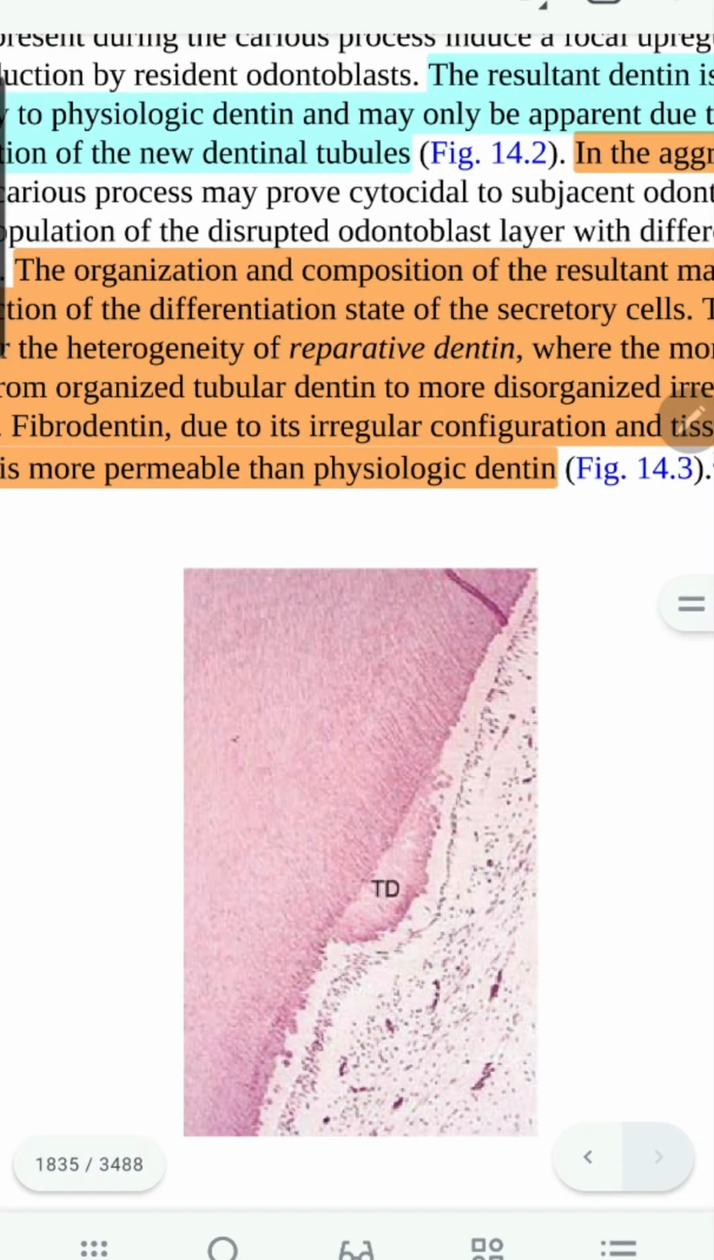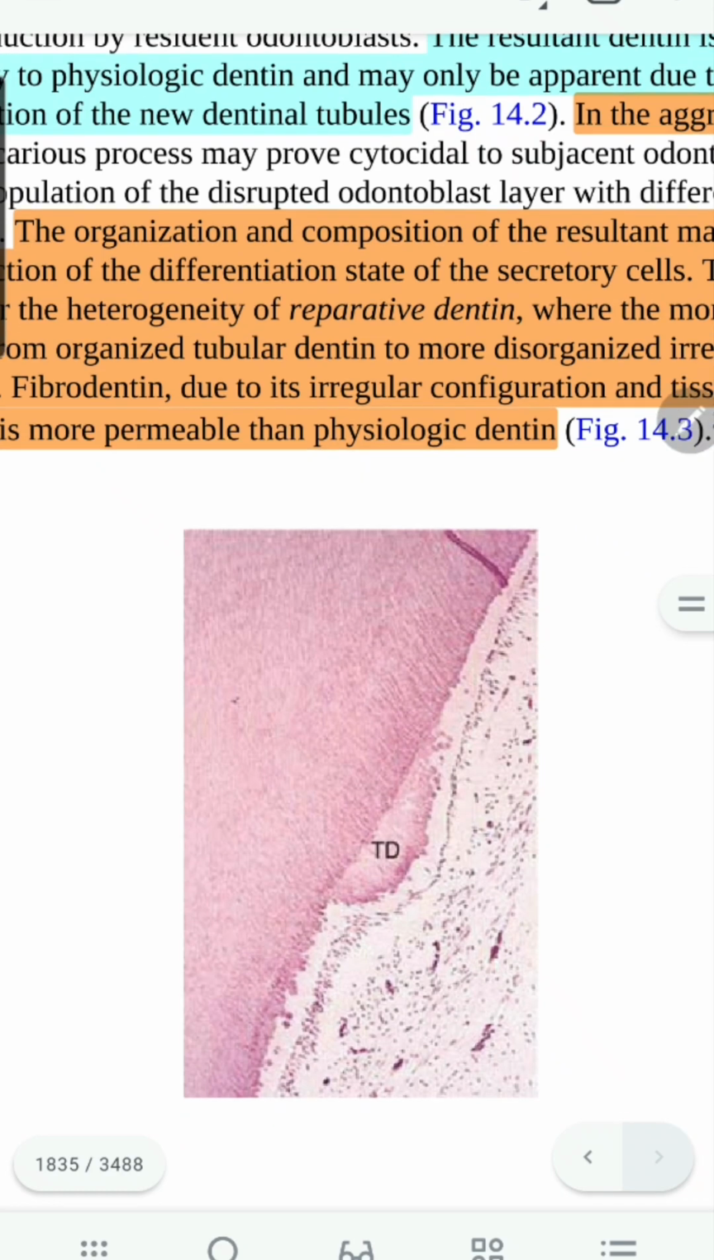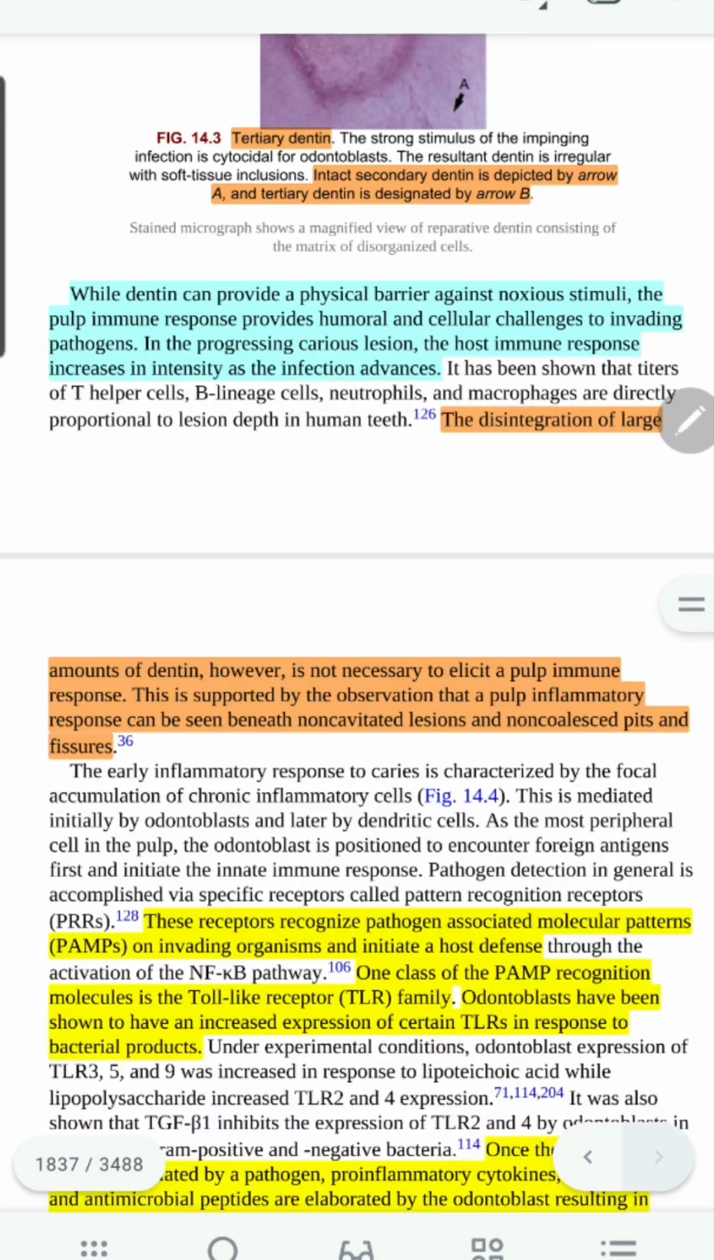This is the tertiary dentin formation. We can see the change in the direction of the tubule.